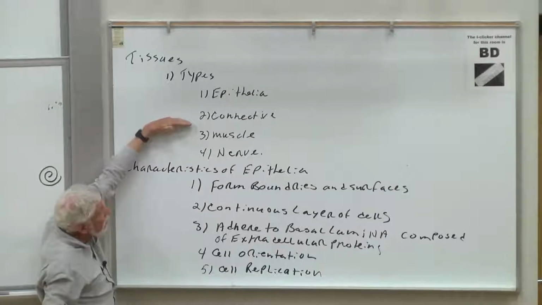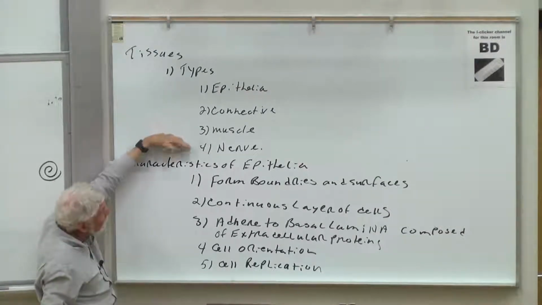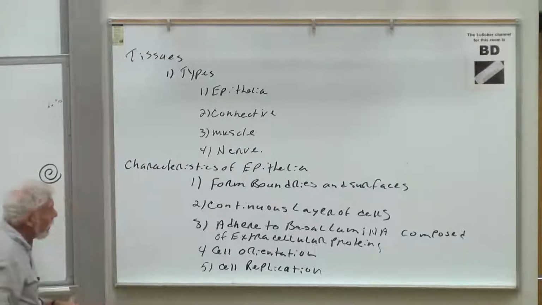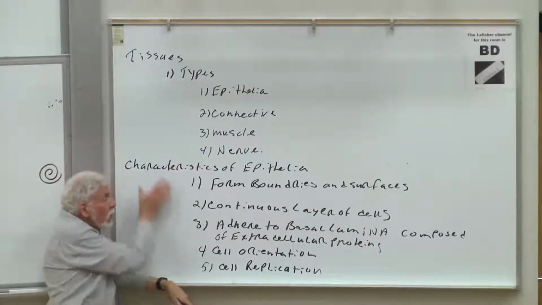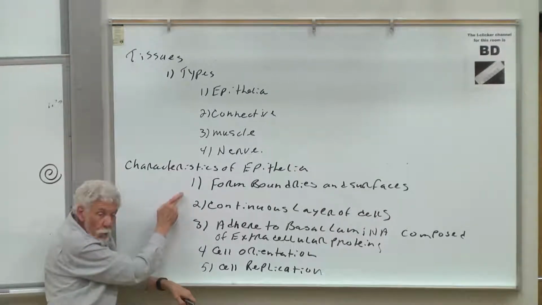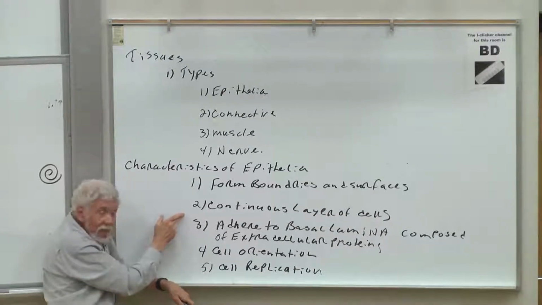We'll spend a little bit of time on connective tissue, a little bit of time on muscle and nerve, but we have several lectures dedicated to muscle and nerve, and we'll come back to those. There are some important characteristics of epithelia, though, and we have to emphasize these. First, they form the boundaries we just talked about. Secondly, they are a continuous layer of cells forming those boundaries.